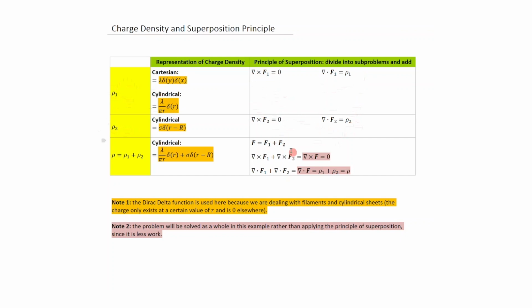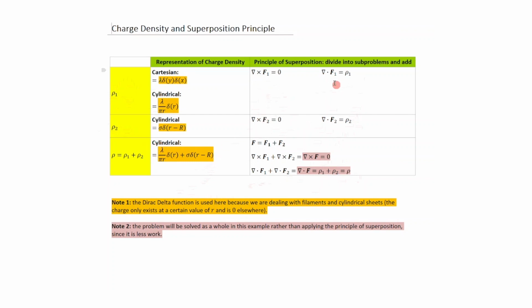Now let's take the sum of the two fields, which is superposition. If we take the curl of both sides, curl of F1 plus curl of F2, because this is a linear operation, is equivalent to the curl of F. Because this is equal to 0 and this is equal to 0, the curl of F is also equal to 0. This is for the total field. Divergence, we can do the same thing. It's a linear operator, so the divergence of F1 plus the divergence of F2 is equal to the divergence of F. The divergence of F1 is equal to rho 1, the divergence of F2 equals rho 2, and rho 1 plus rho 2 equals rho. That's the total charge that we see here.